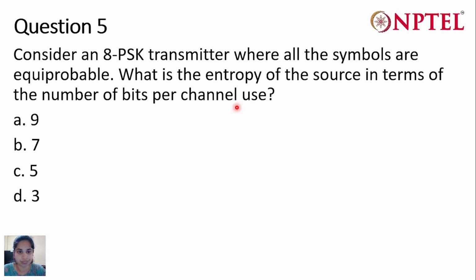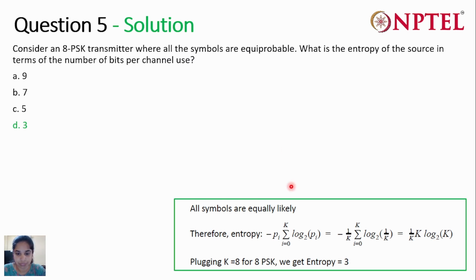So let us see the answer. What's the formula for entropy? What's entropy? Basically, the measure of uncertainty. So the formula for entropy is minus summation i equal to 0 to k of p_i log of p_i. Sorry, actually p_i should come inside the summation itself.